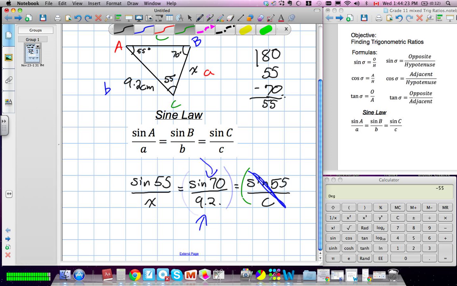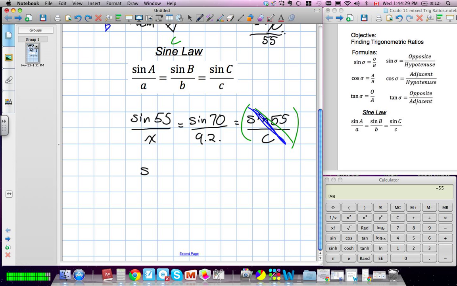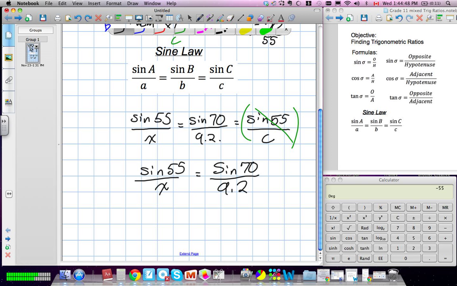Sine 55 over x is equal to sine 70 divided by 9.2. Now, in order to solve this, I have to isolate x. Right now I have two fractions that are equal to each other. If you remember way back in elementary school, I can simplify this by cross multiplying. If I cross multiply, I'll be left with 9.2 times sine 55 is equal to x times sine 70.